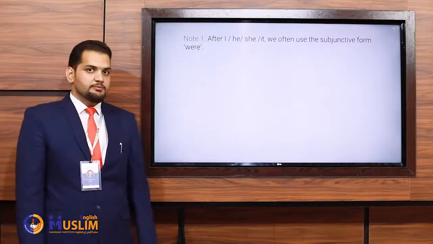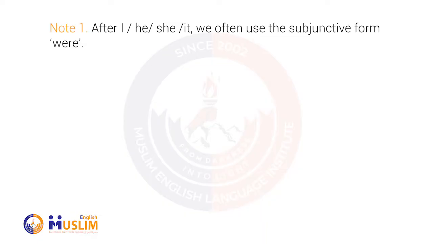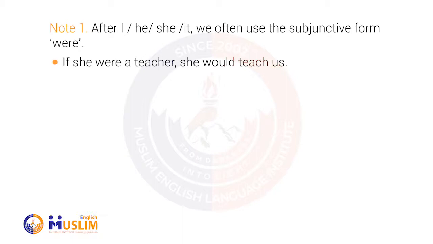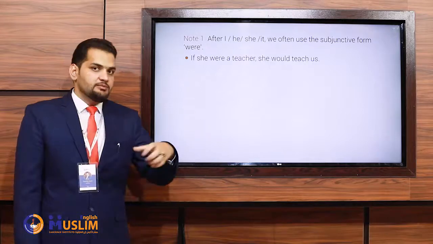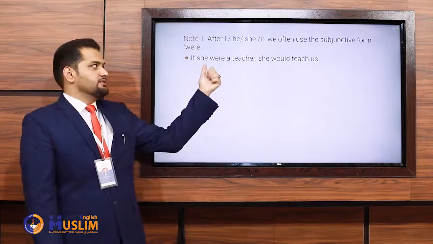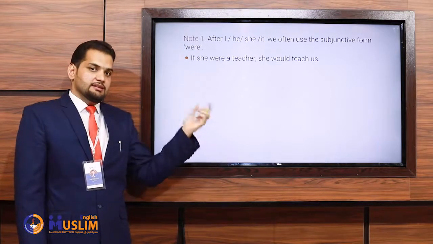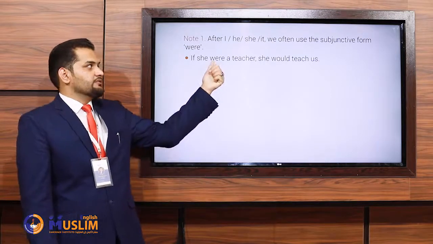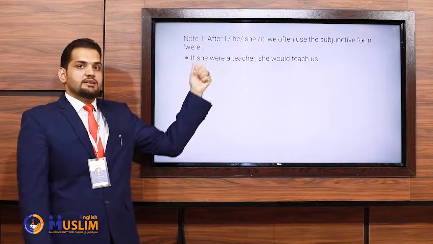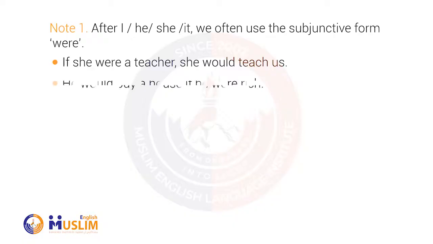For example, in number one, you can say, I would give it to you if I had money. There are some notes. Note number one. After I, he, she, and it, we often use the subjunctive form were. For example, if she were a teacher, she would teach us. Now you might be thinking, why didn't I use if she was a teacher? Because it's a rule that in second conditional sentences, you have to use were even if the subject is singular.